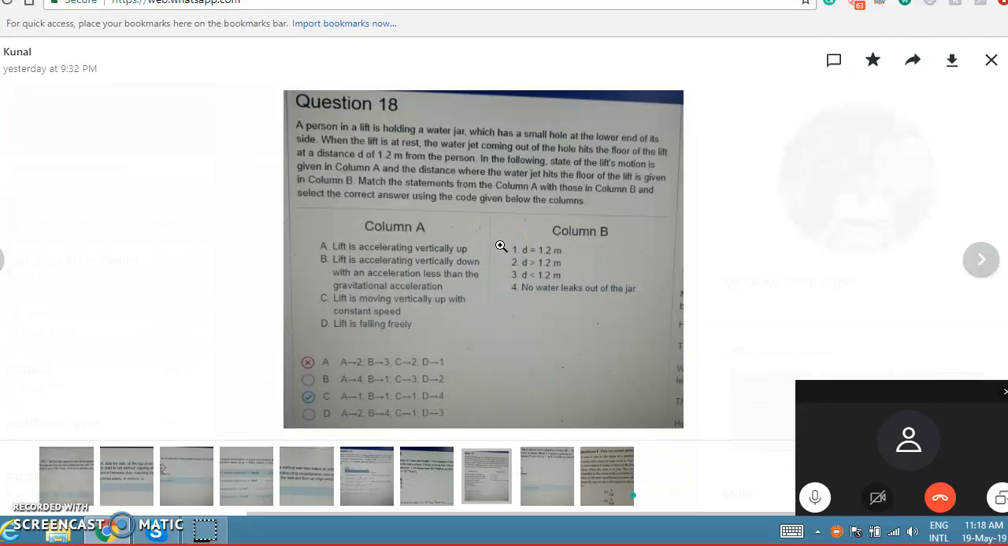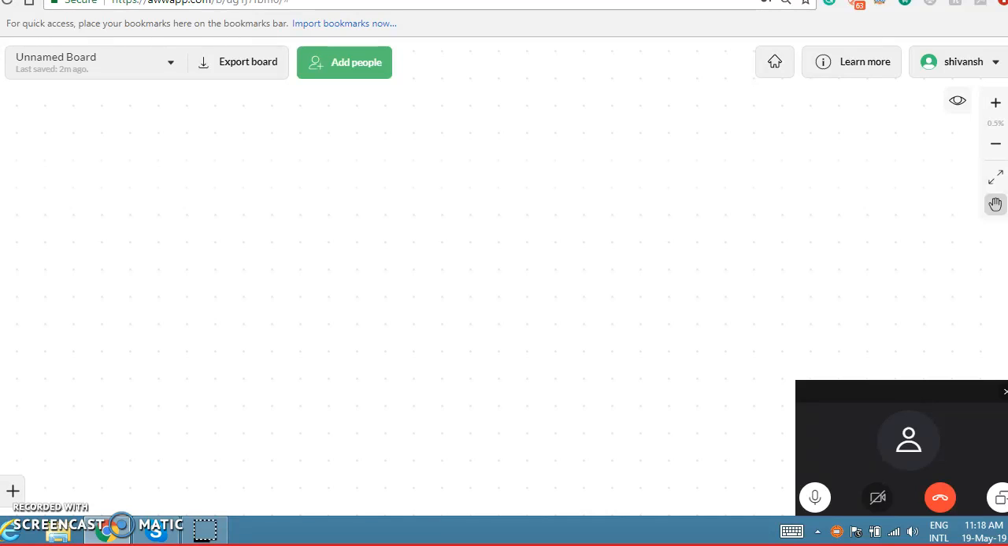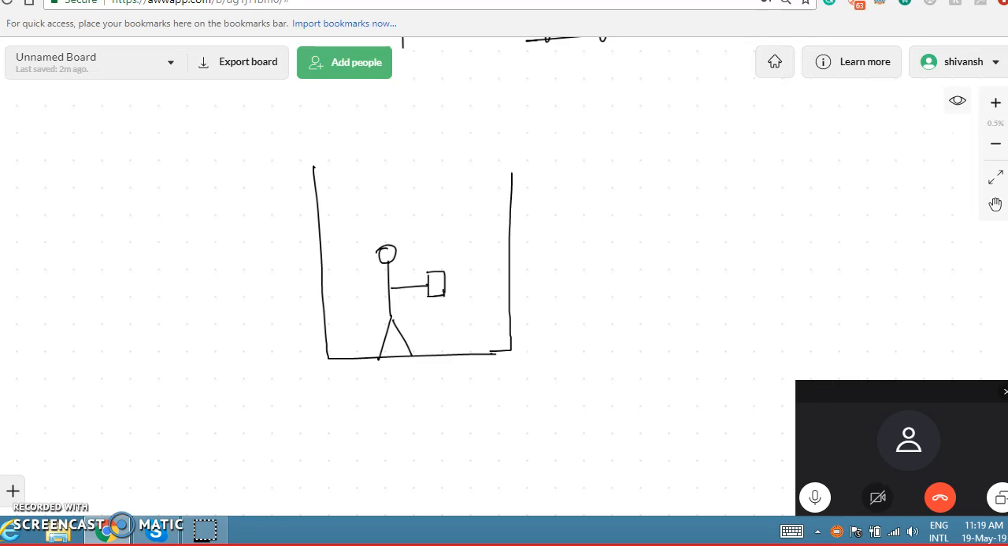A person in a lift is holding a water jar which has a small hole at the lower end of its side. Now, please mind that this person is standing inside of a lift like this, and this person is holding a jar. Okay, so there is this jar. Now, this jar has a small hole on its side, like this little small hole on its side.